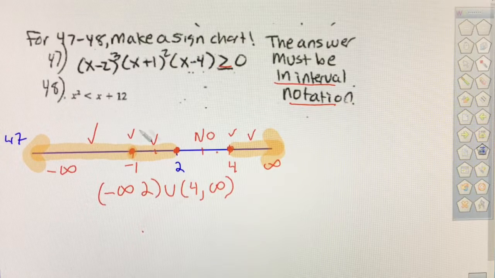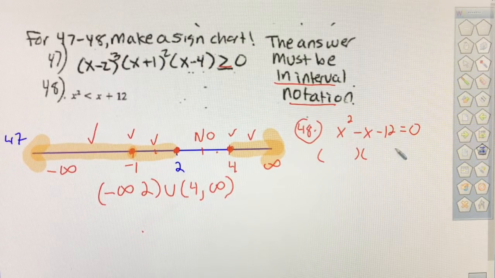For 48, I'm going to bring everything over. And it'll be x squared minus x minus 12 equals 0. I'll factor it. So that's going to be 3 and 4. So x and 4, x and 3. Whoops. X and 3. 4 is bigger than 3, so it gets that negative. And then in order for this to be negative, that has to be positive. And it's actually not equal to 0, it's less than 0.